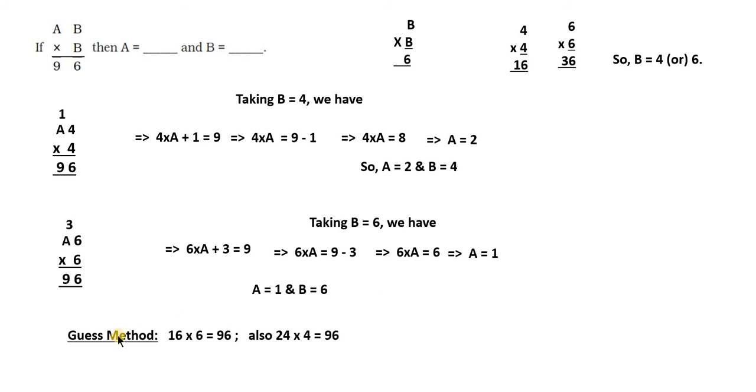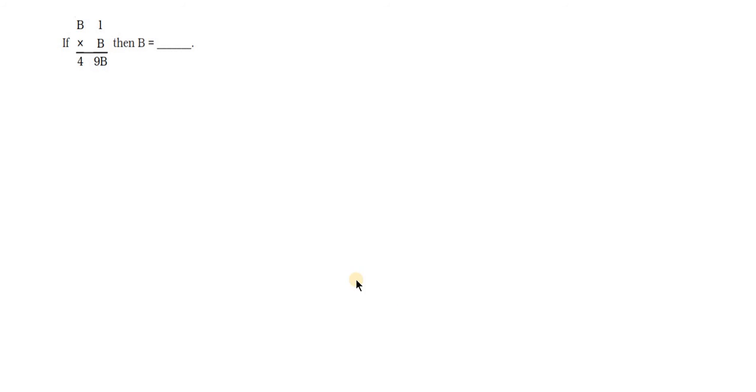We can also use the guess method, like 6 16s are 96, 24 4s are 96 directly. But since we have learnt a method, we should have some deliberate way of finding the missing digits. Okay, so we are going to the next problem now.